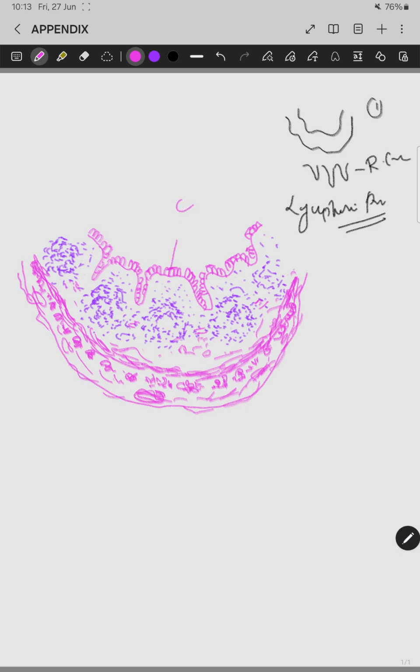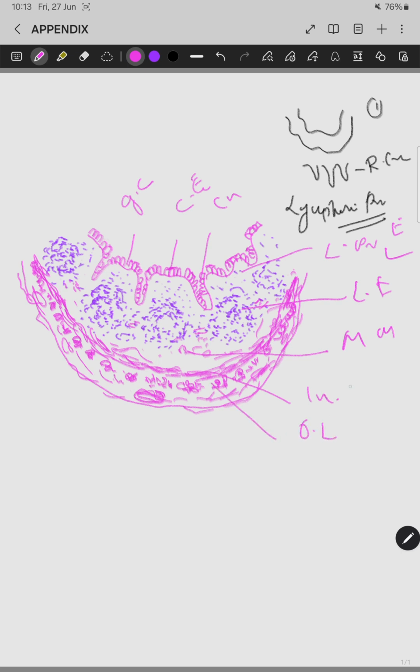So this is columnar epithelium, this is crypt, and somewhere around this we can see the goblet cell, and this is lamina propria filled with lymphocytes, then lymphoid follicle, and we can see the muscularis mucosa, rest of the muscularis mucosa, and the inner circular layer and outer longitudinal layer of what, the muscularis externa, and finally the serosa.